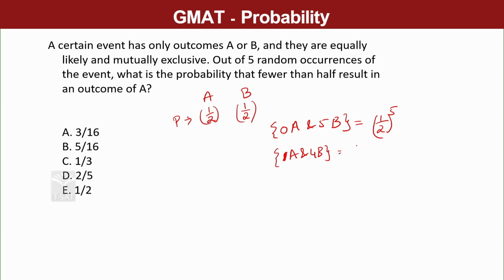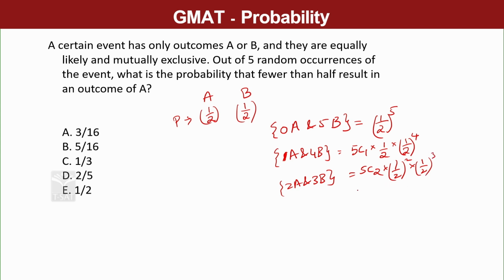So, you will have to select one from the 5. One of the outcomes will have A and 4 other outcomes will have B. Or you can have 2 A's and 3 B's. So, you select 2 out of the 5, in which half to the power of 2 and half to the power of 3 for B. There should be 3 B's.